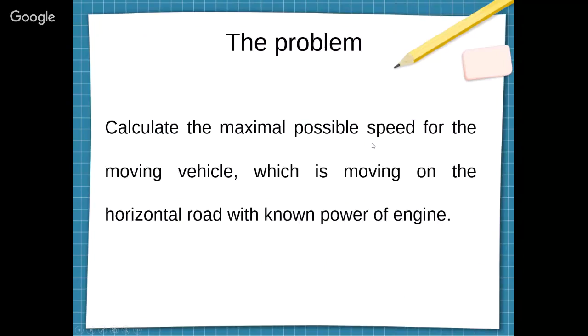Firstly, let's discuss the problem. This problem is really straightforward. It is to calculate the maximal possible speed of a moving vehicle. It may be a motorcycle, a car, even a plane, which is moving on a horizontal road with known power of engine. I think this problem is really interesting especially for young boys.